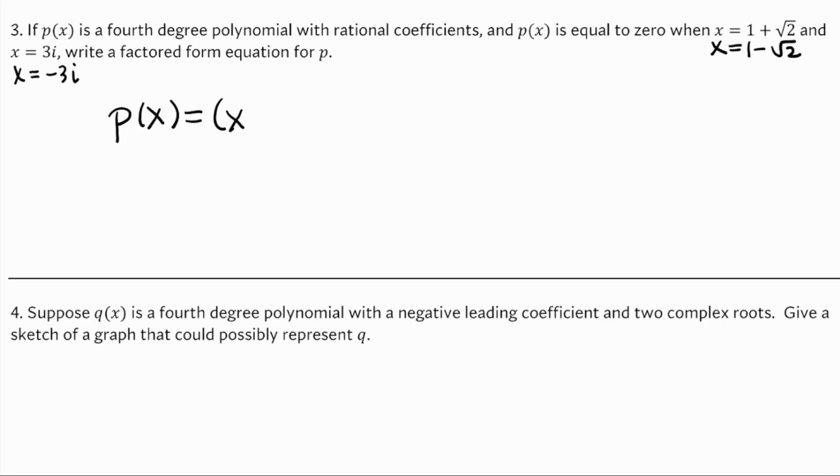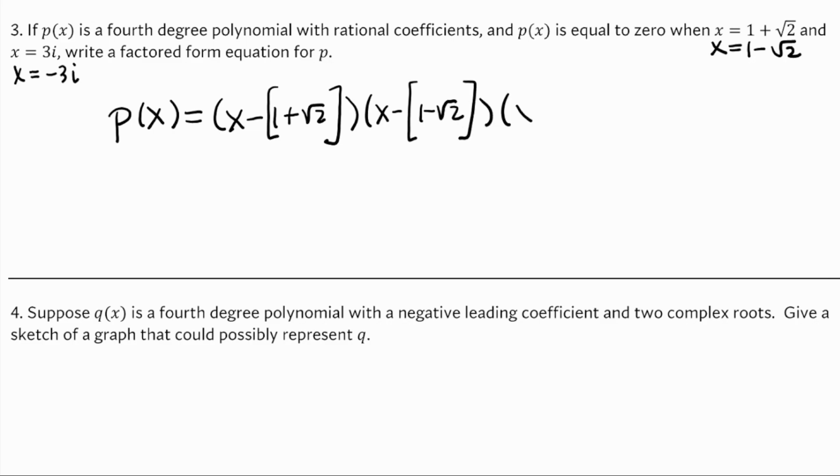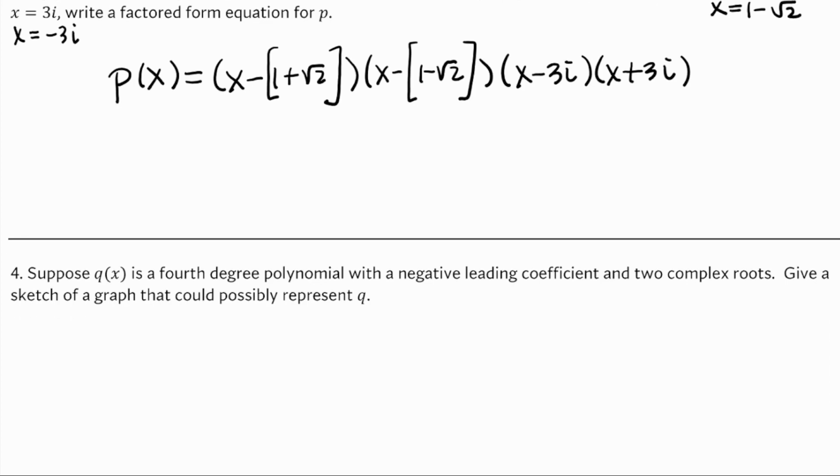So p of x is going to be x minus (1 plus the square root of 2) times x minus (1 minus the square root of 2) times x minus 3i times x minus negative 3i. And that would be a factored form equation. We don't need to multiply that out.